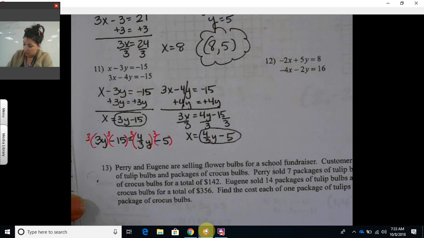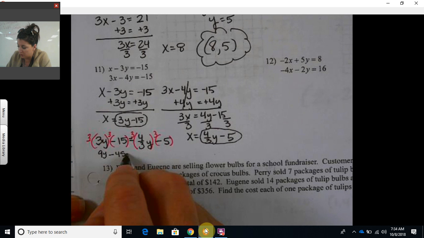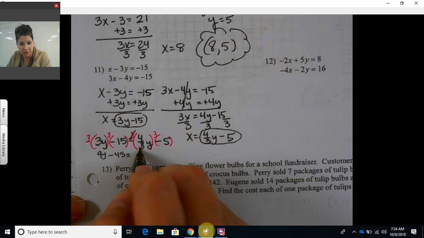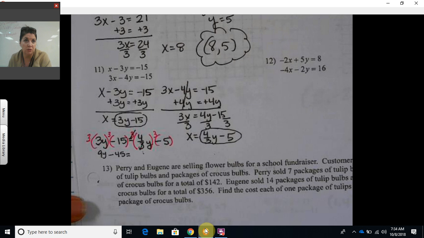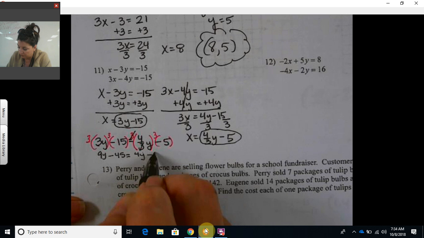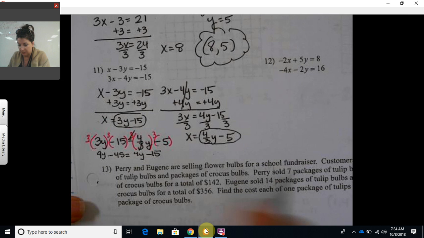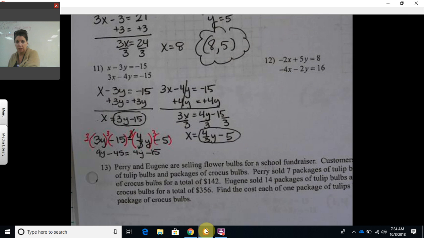So 3 times 3y is 9y. 3 times negative 15 is negative 45, equals, these 3's cancel. Now notice a lot of you will cancel the 3 and still multiply the 3 and the 4 together. Don't do that. If it cancels, you don't multiply. So you're just left with 4y there minus 15. So if I get my y's together, I would subtract 4y from both sides. I'm going to have to continue on paper.